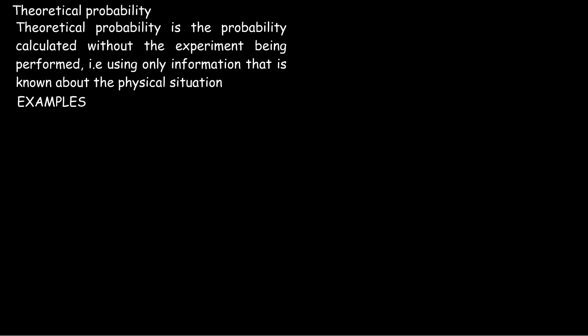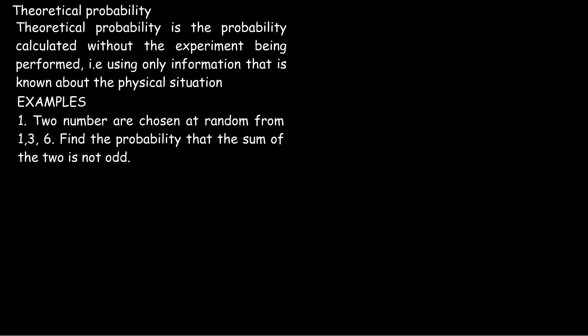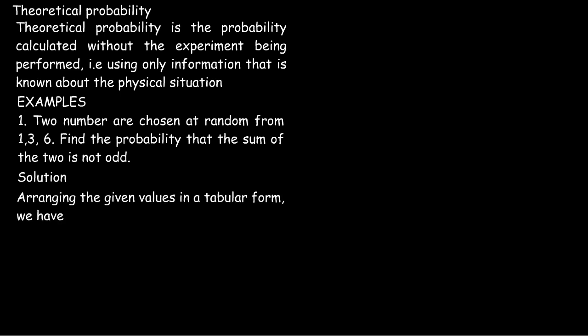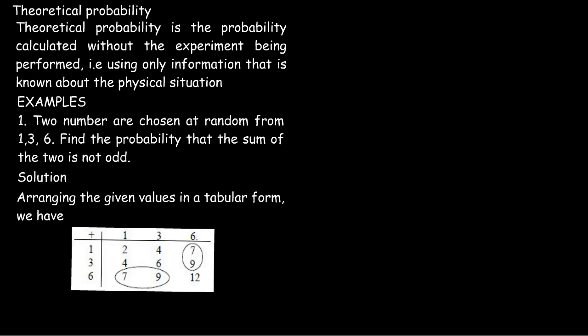Now we are going to be treating some examples, and our first example says that two numbers are chosen at random from 1, 3, and 6. Find the probability that the sum of the two is not odd. Now in our solution, we are going to be doing the addition of all the numbers in a tabular form. We are looking for the sum of each of the numbers. So doing so, we get the table as shown on the screen.